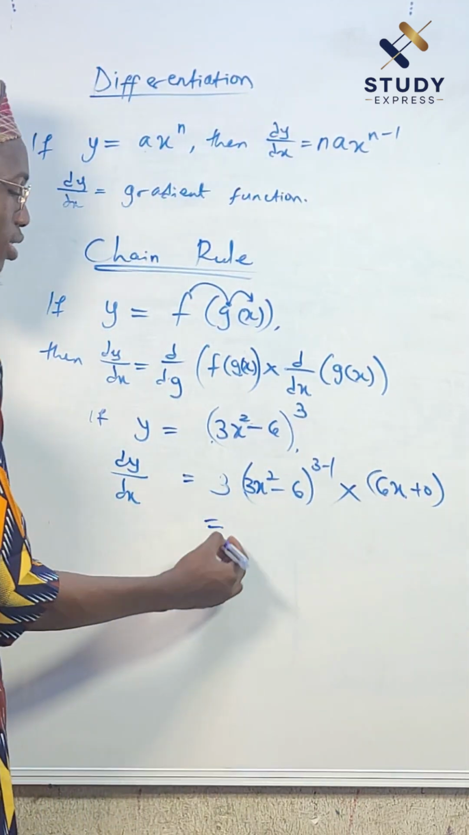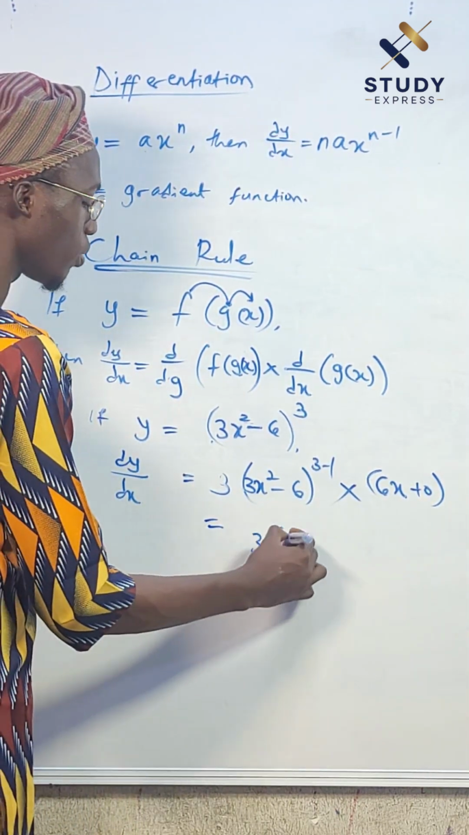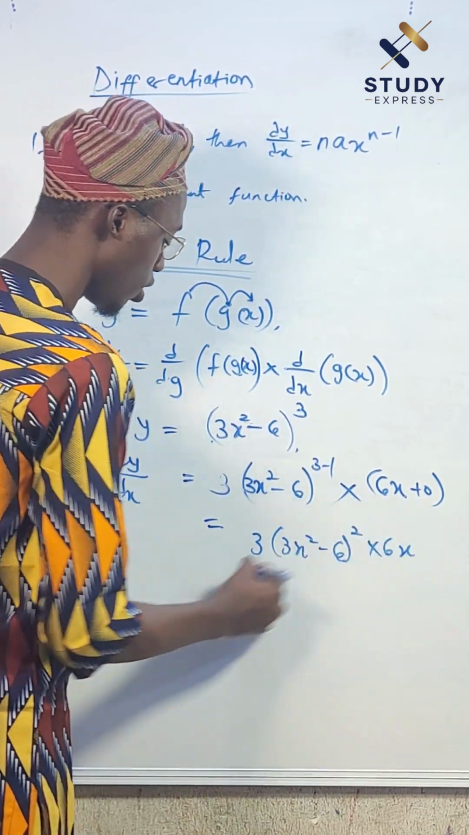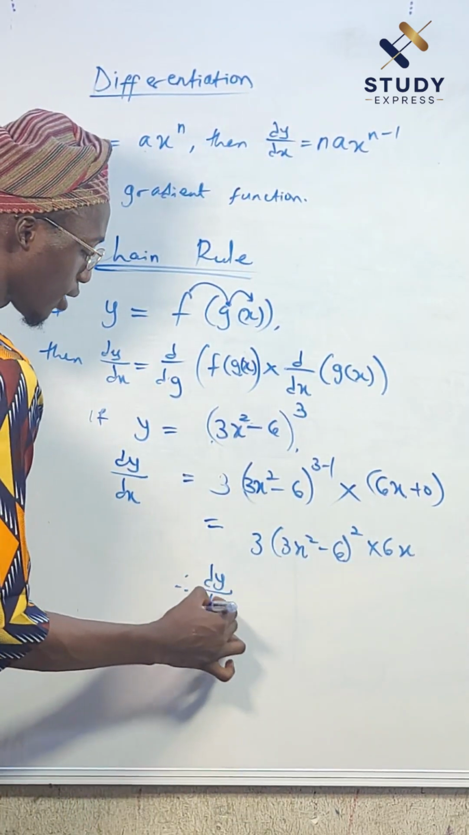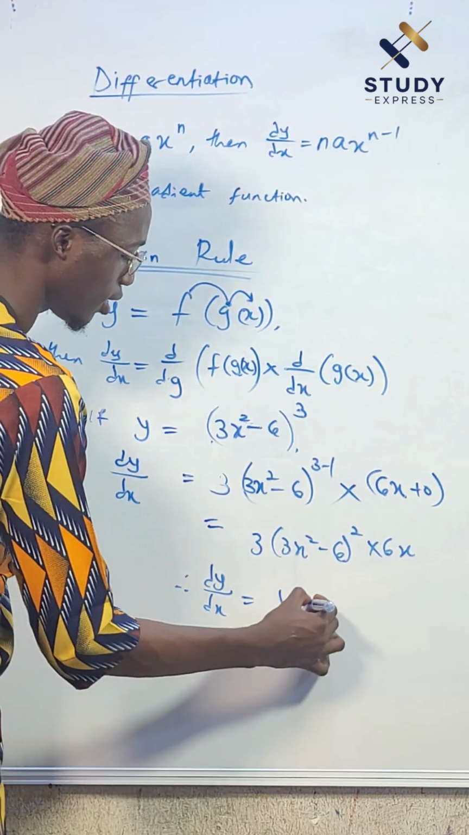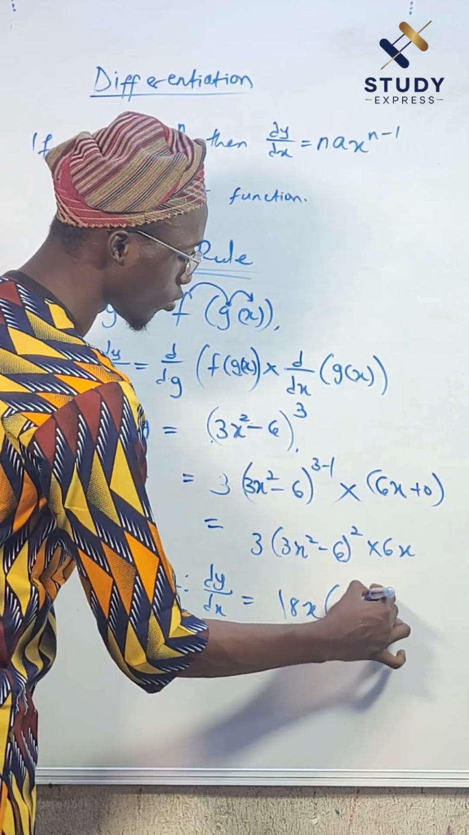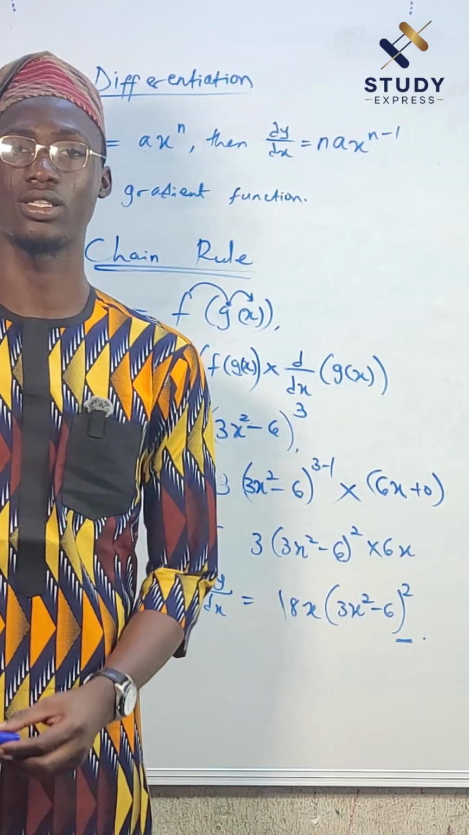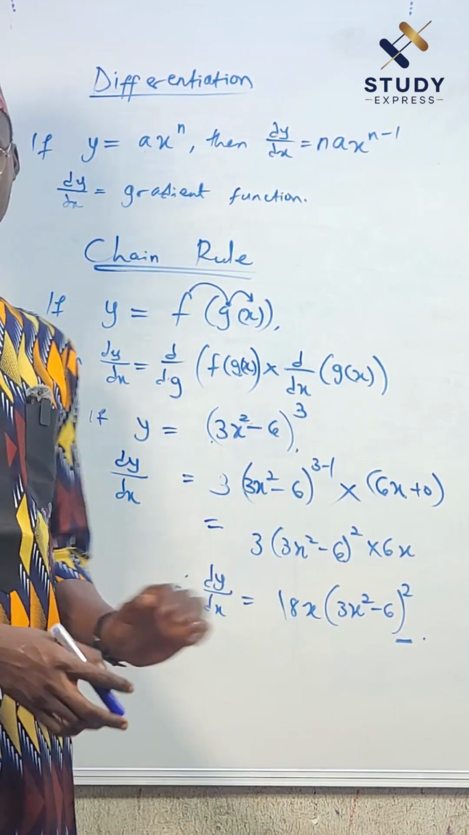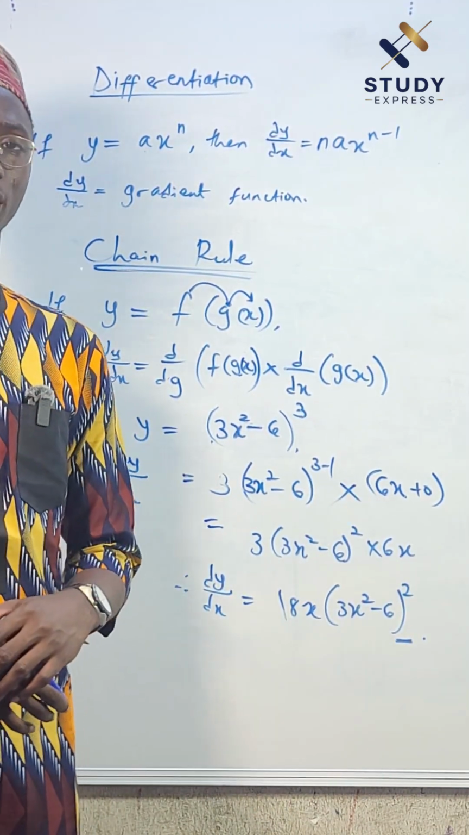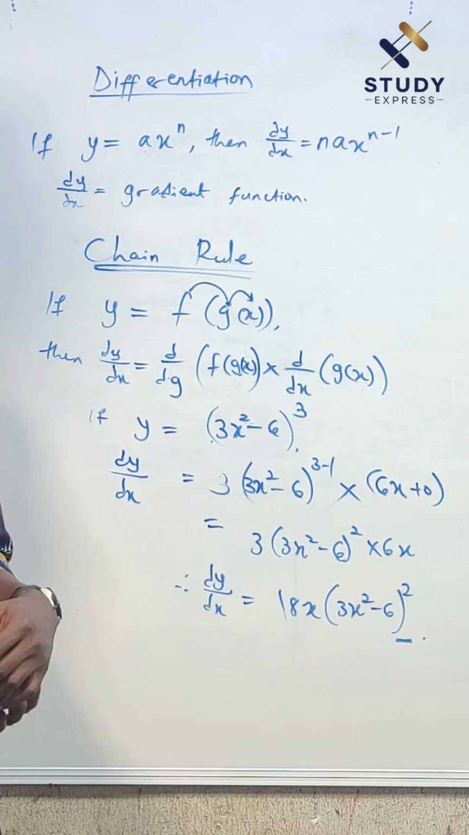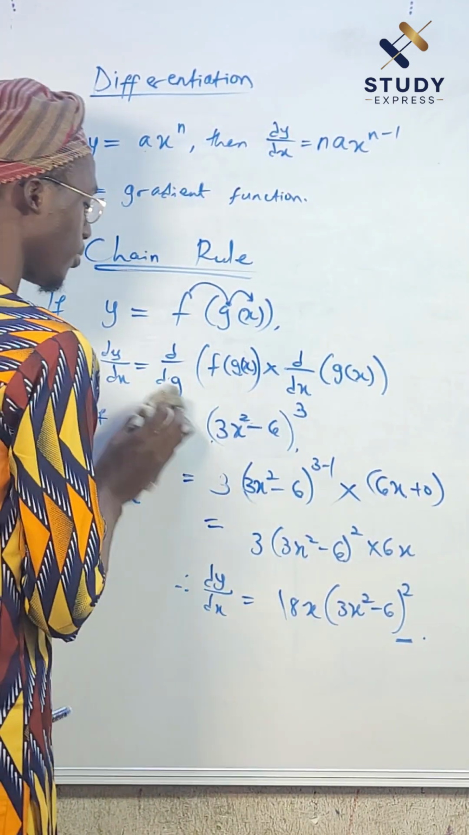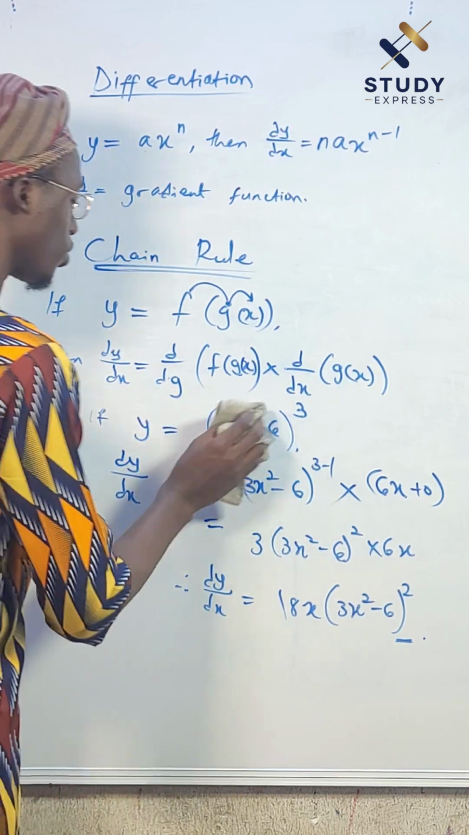So what's going to be the final answer? That's going to be 3 into bracket 3x squared minus 6 raised to power 2 times 6x. So therefore, dy/dx equals 18x into bracket 3x squared minus 6 all raised to power 2. So this is the chain rule. Very easy and simple, right? Let's try one more simple example to see whether this actually works fine and fast. So with this, let's just try one more.